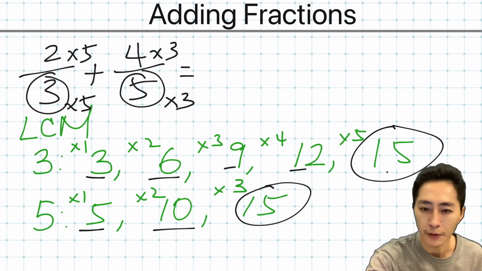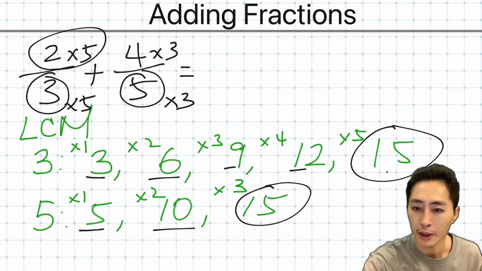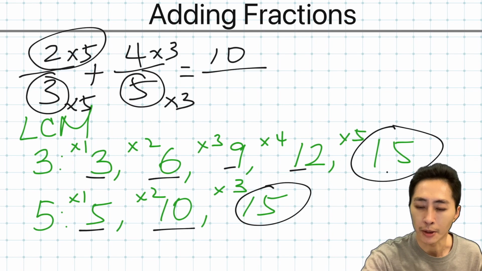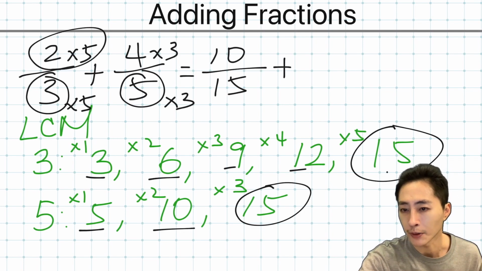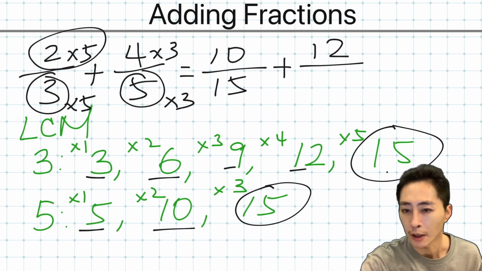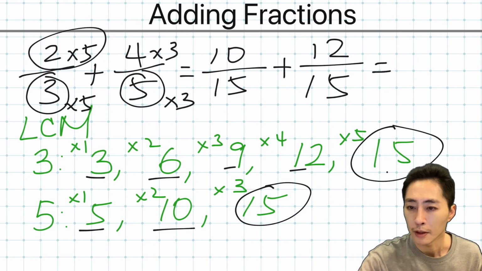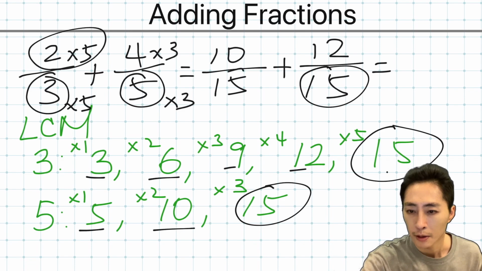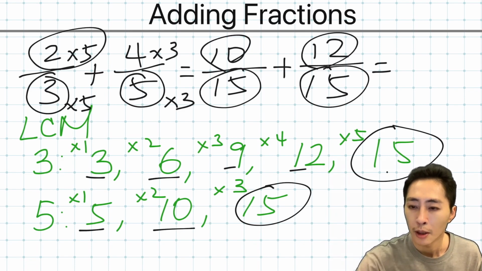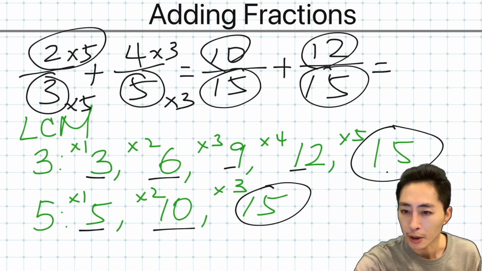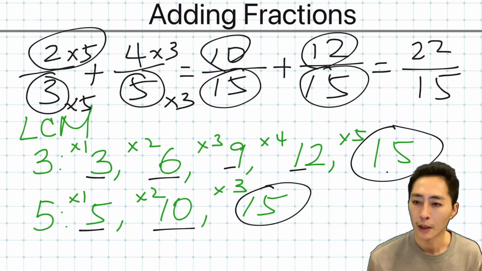And if we take 2 times 5, we have 10. And 3 times 5 is 15. Then we have 4 times 3 is 12. And 5 times 3 is 15. And now again, we have the common denominator. And all we gotta do is add the numerators together, which 10 plus 12 is 22 over 15.